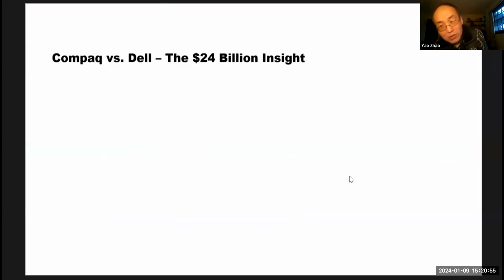Okay, so let me start with the Compaq and Dell example. Right, the $24 billion insight.